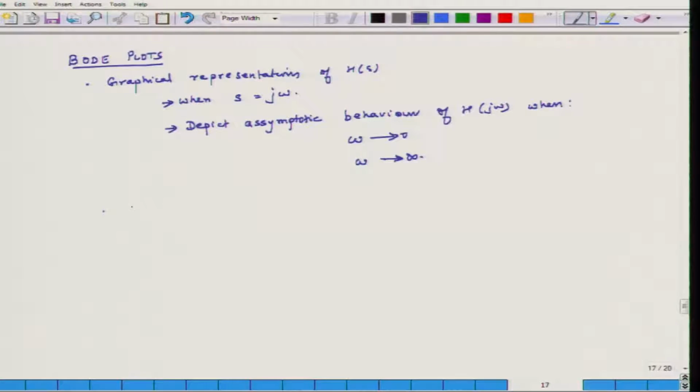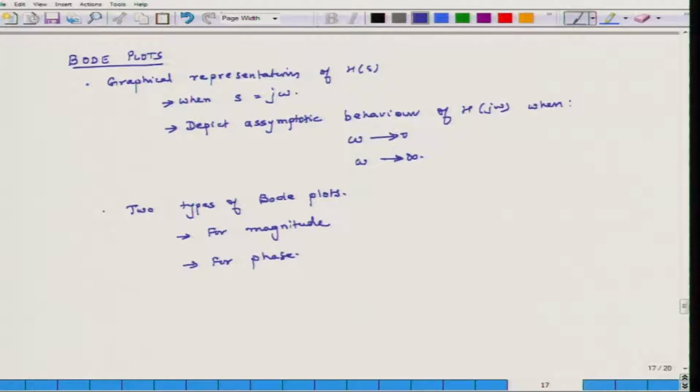Then there are two types of Bode plots. So, we know that H, which is a transfer function, is a complex function. So, its numerator can be a complex function and the denominator can be a complex function. So, this complex function will have a magnitude and it will also have a phase. So, there are two types of Bode plots. One is for magnitude and the other one is for phase.